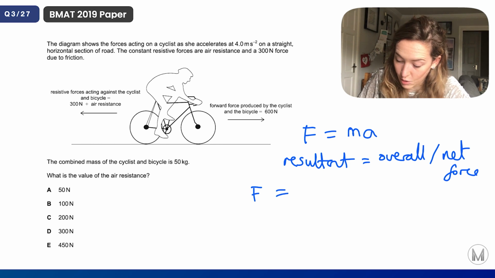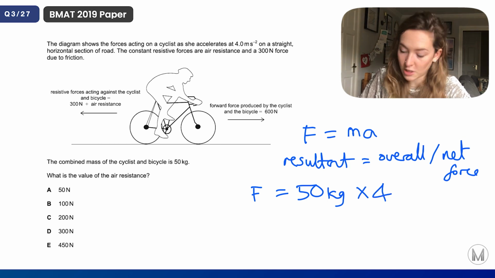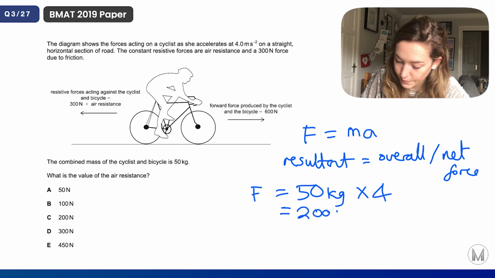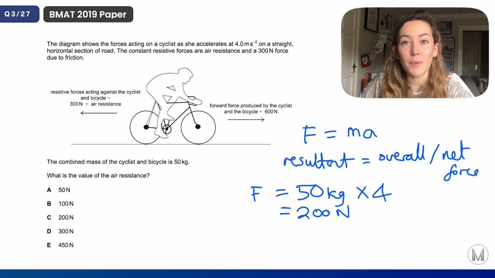Okay, so let's do our force first. So F, or our resultant force, is equal to, in this case, the 50 kilograms of the cyclist times the 4 meters per second squared that they're accelerating at. So that is 200 newtons. So 200 newtons, okay?